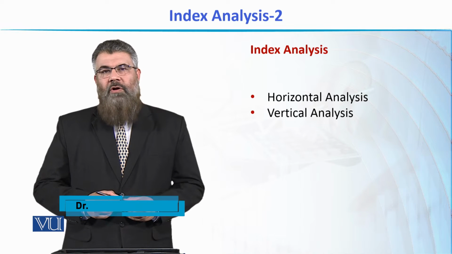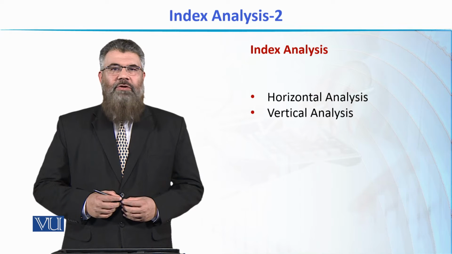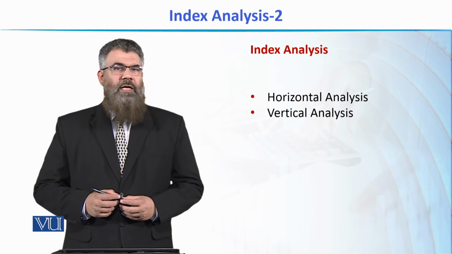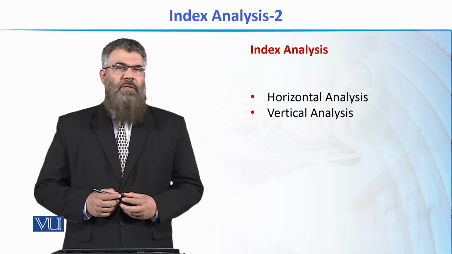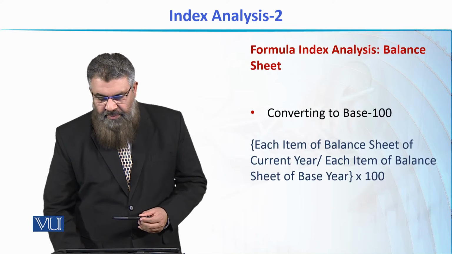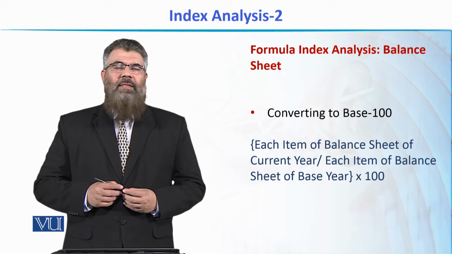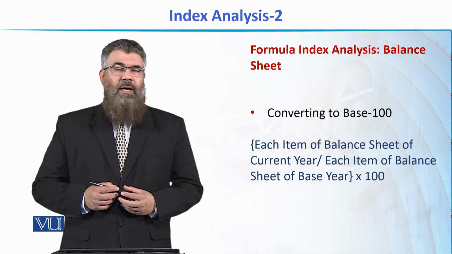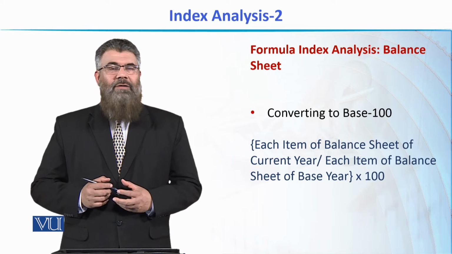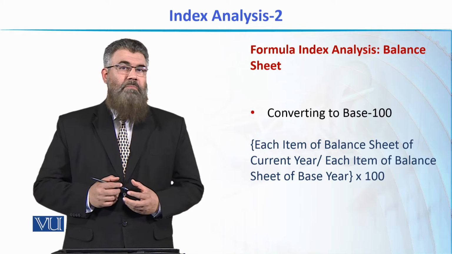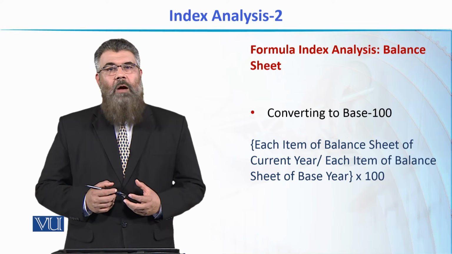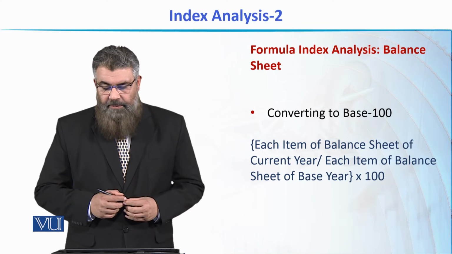But in case of horizontal analysis, we actually compare the values at different points of time, meaning we compare the values of different years with each other and perform our analysis. Index analysis is actually a horizontal analysis, because in index analysis we compare the current year values with a given base year values, and then we perform our analysis and see how much change has taken place.